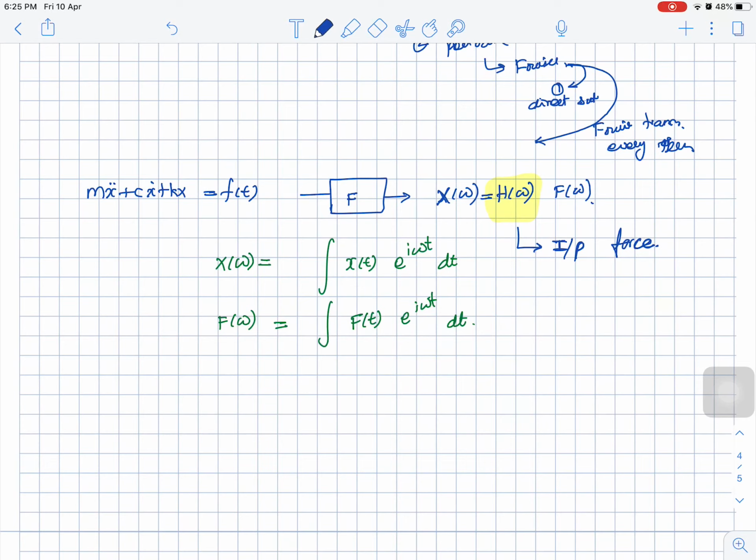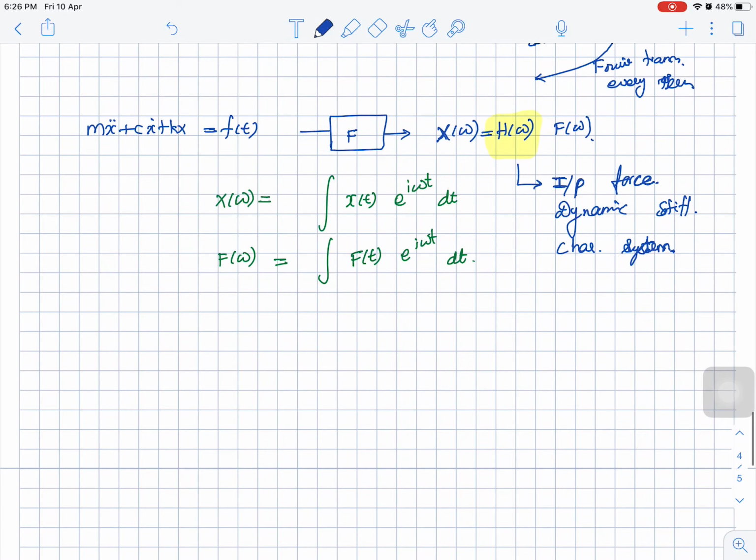So this one is called dynamic stiffness, and it contains the characteristics of the system. Whatever the force, depending upon the force, it will transform that force and give it in terms of displacement. So we have the delta function.